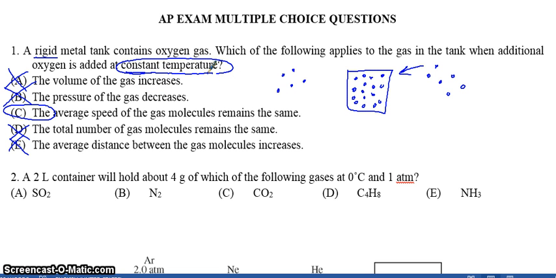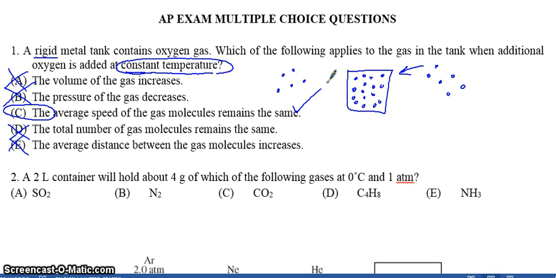Remember from the notes that temperature is a measure of the average kinetic energy, or how fast the particles are moving. So because temperature stays the same, this is why C is true. So think about this. Think through why these are the answers as we go along.